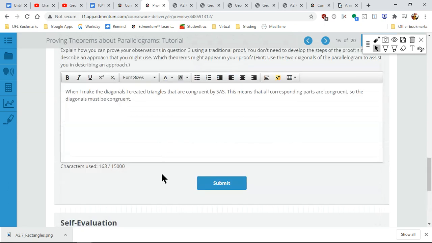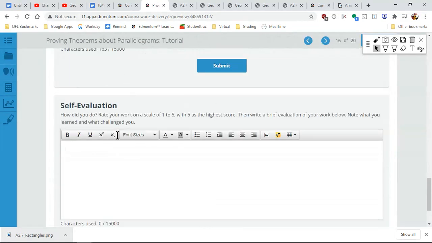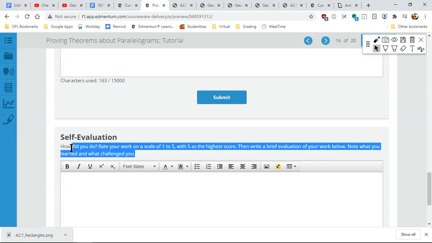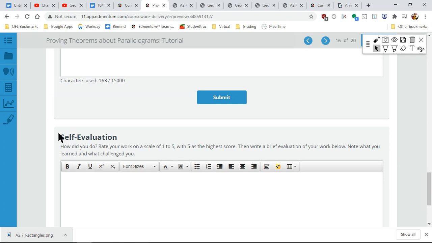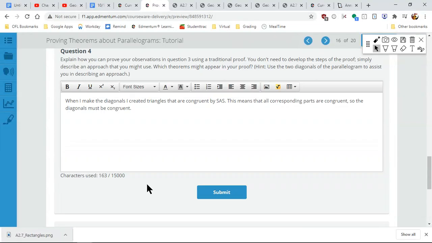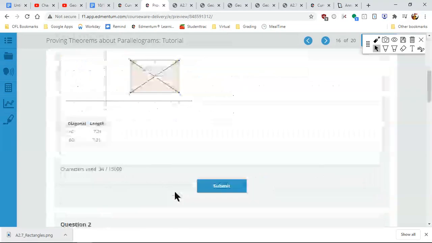Then just evaluate how you're doing. So hopefully you're starting to do better with these proofs. You're starting to understand them a little bit more. If you're still having trouble, write that down as well. Like I said, I don't want you guys to take the self evaluation lightly. It's not necessarily for the teachers to know how you're doing. It's for you to ask yourself, am I understanding this the way I think it is?